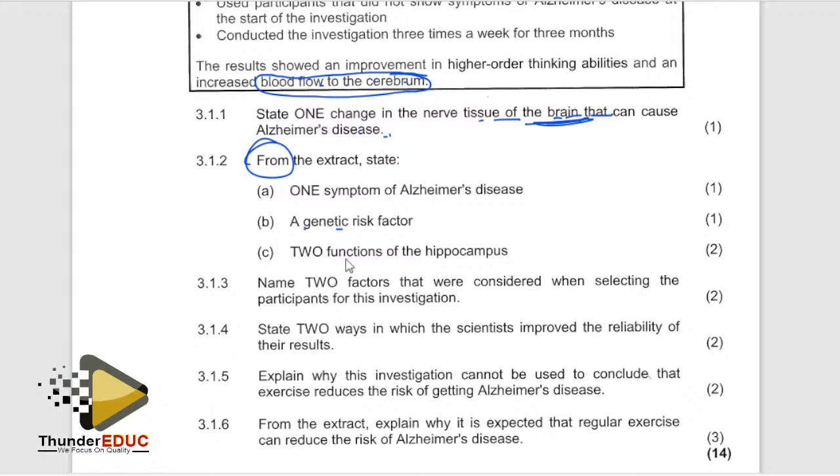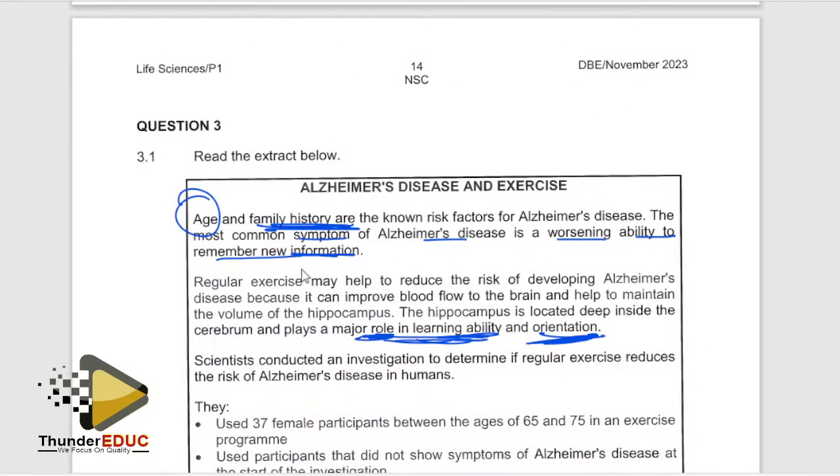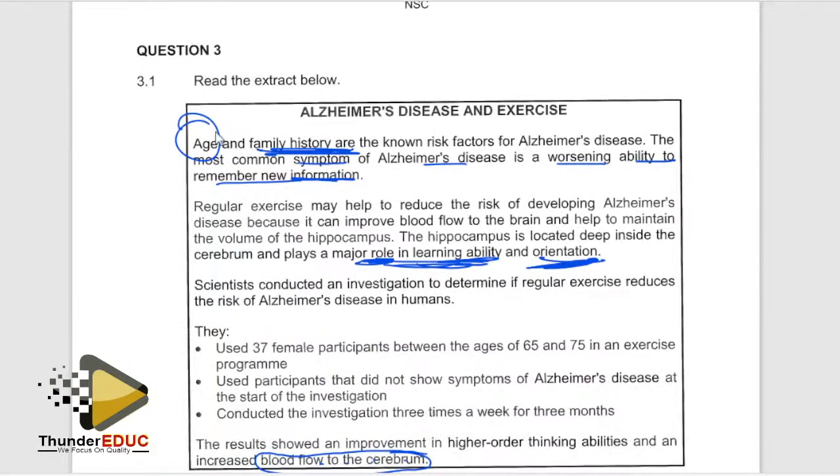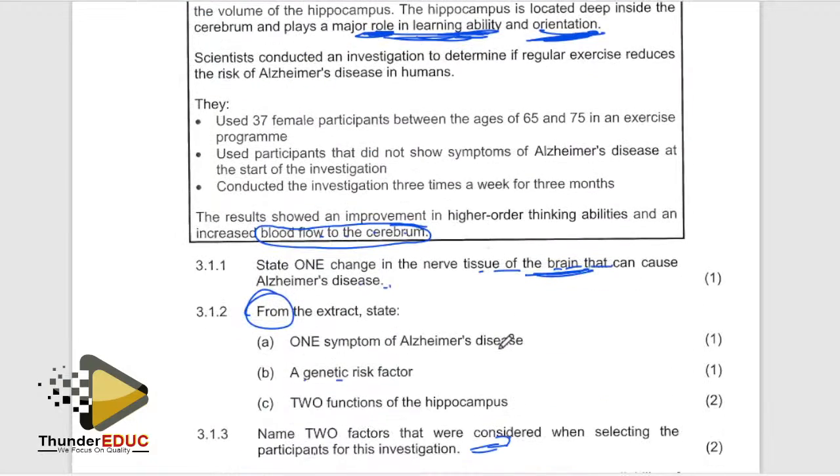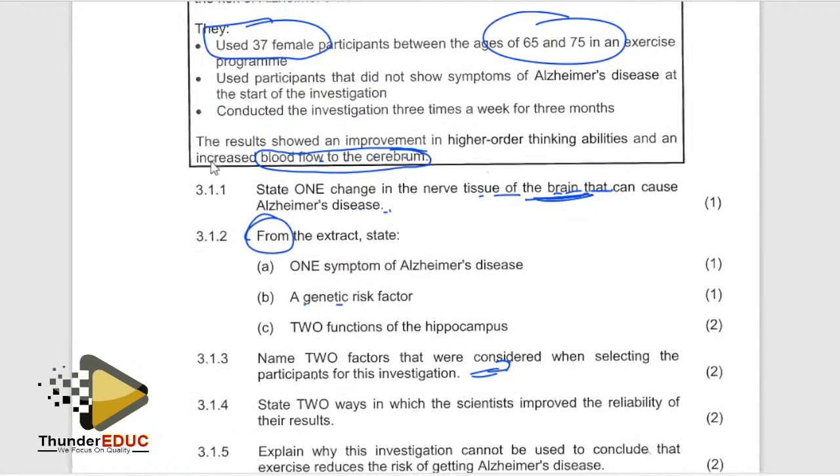Then they're saying to state 2 factors that were considered when selecting. There are so many factors here, maybe they could even reach 7, but they're only looking for 2. So basically I can talk about the factor. You can look at the age, you can look at the family history. Yeah, you see, even here they talked about the age. You can look at the gender, because they used 37 female, so they didn't talk about males here. So you can talk about that.